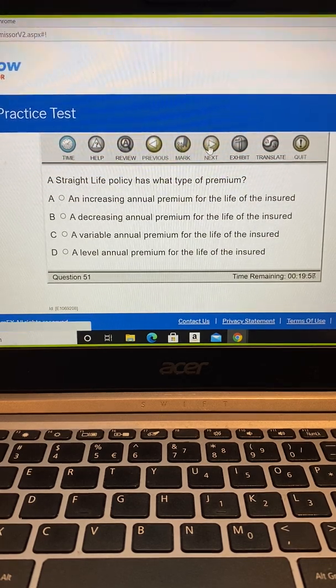A straight line policy has what type of premium? Oh, shoot. Is D.